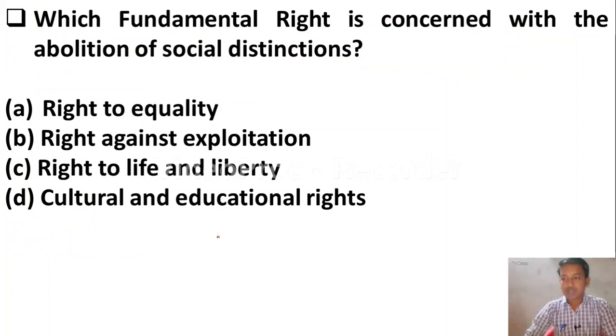The next question is: which fundamental right is concerned with the abolition of social distinctions? Option A, right to equality. Option B, right against exploitation. Option C, right to life and liberty. Option D, cultural and educational right. Here the right answer is option A, right to equality. This fundamental right is concerned with the abolition of social distinctions.